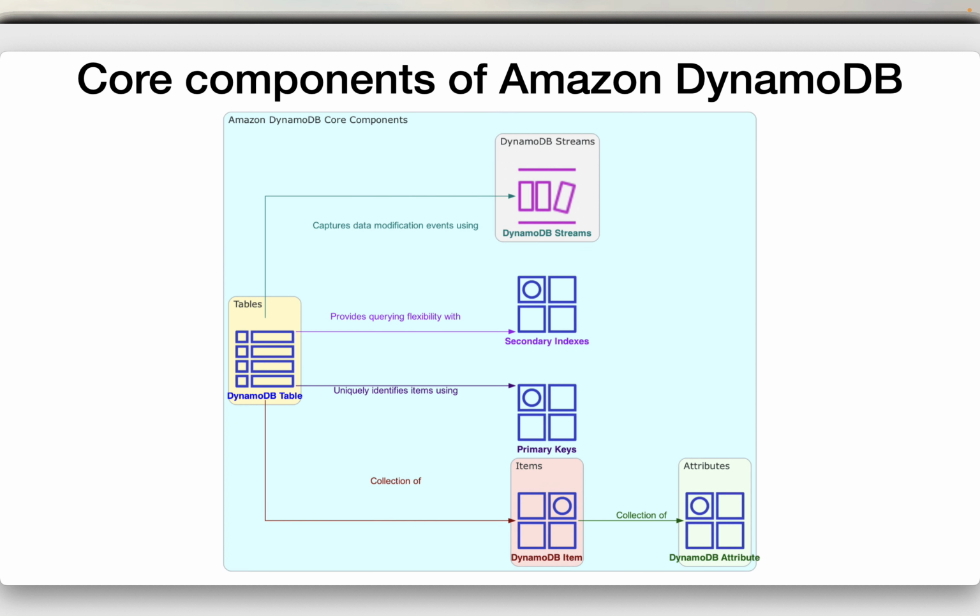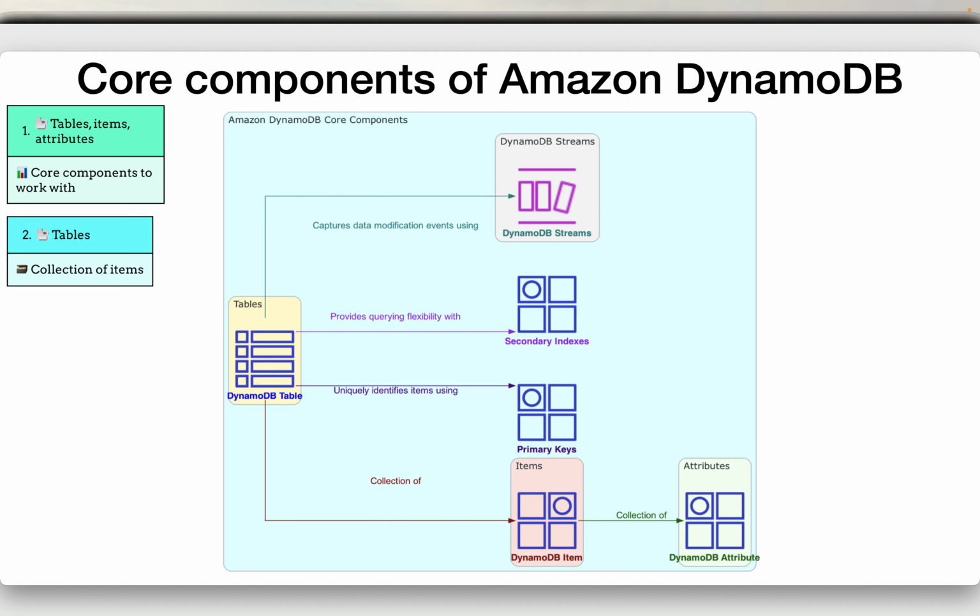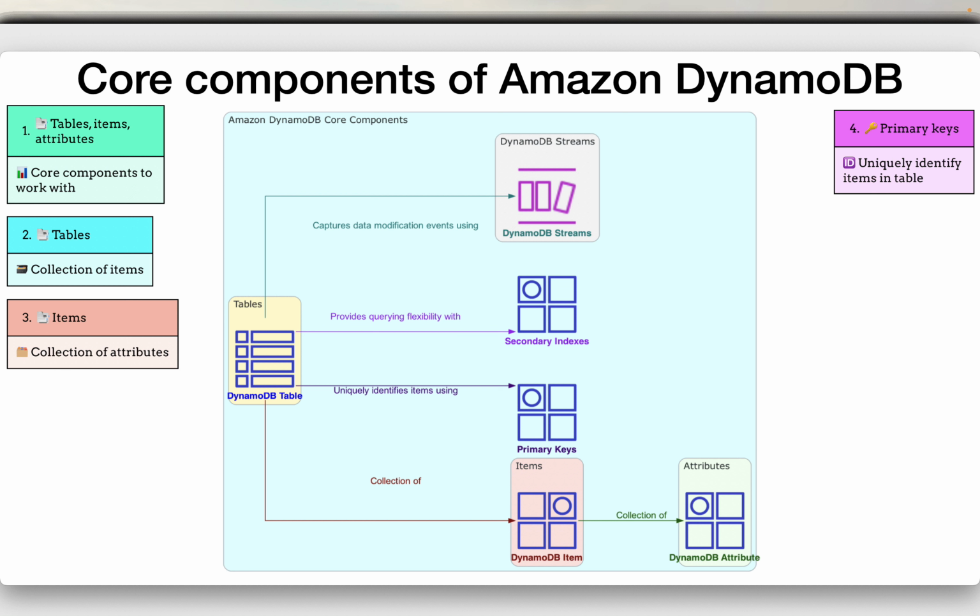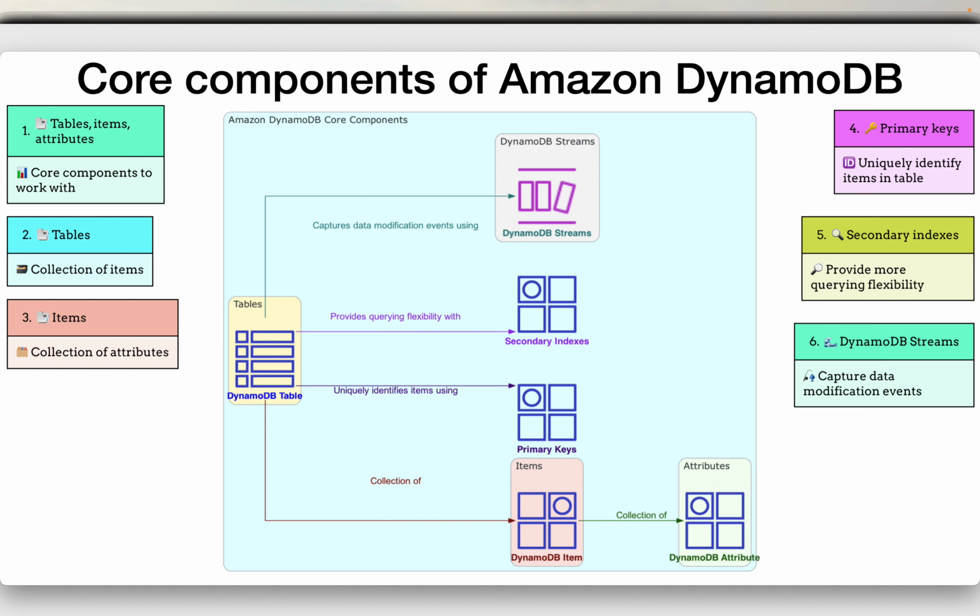So the core components of Amazon DynamoDB. In DynamoDB, tables, items, and attributes are the core components that you work with. A table is a collection of items, and each item is a collection of attributes. DynamoDB uses primary keys to uniquely identify each item in a table and secondary indexes to provide more querying flexibility. You can use DynamoDB streams to capture data modification events in DynamoDB tables.